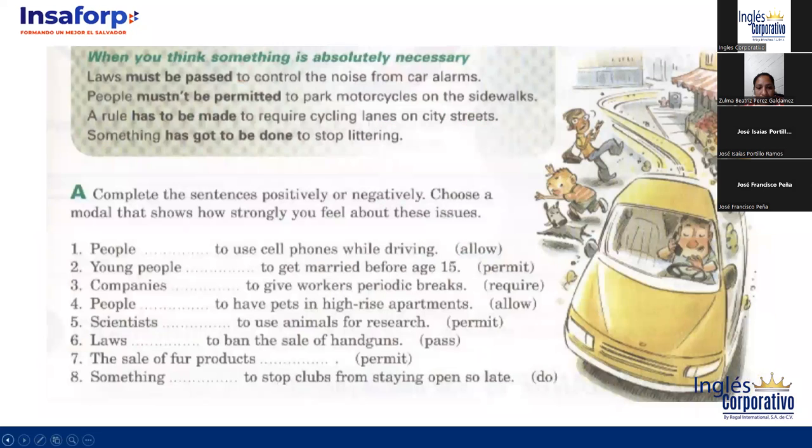So let's go ahead and give you 5 minutes, okay, for you to complete them. And after that, we're going to check our answers. And I'm going to start the timer right now. There we go. If you have any question, let me know as well.